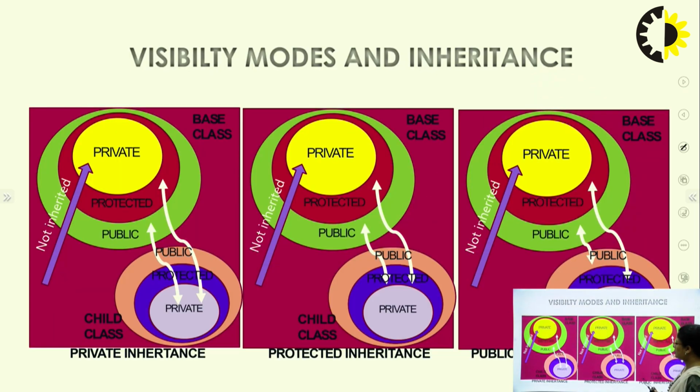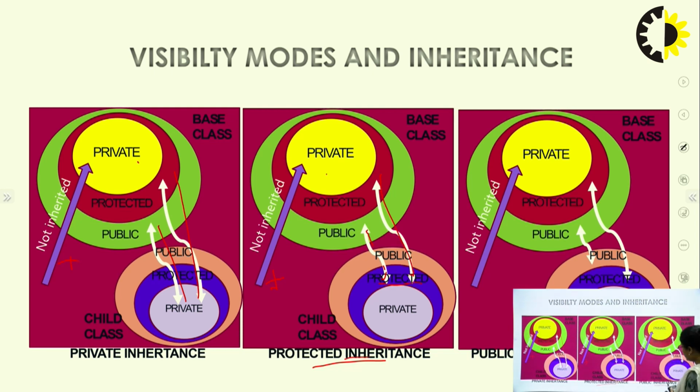So this is more in detail. If you see the private inheritance, the private members are never inherited in case of private inheritance, and the public members and the protected members become the private members. If the inheritance is protected, again the same thing, the private members are never inherited, and the public members become protected members. All of them become protected if the inheritance is protected type.